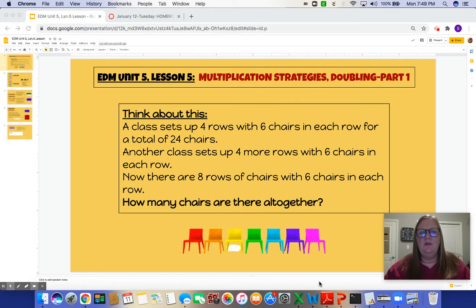Today, we are going to continue with multiplication strategies. We're going to work specifically today on doubling. So let's jump right in and read our first story.